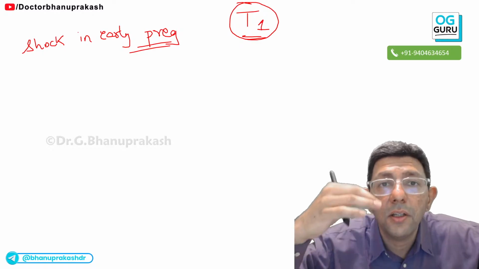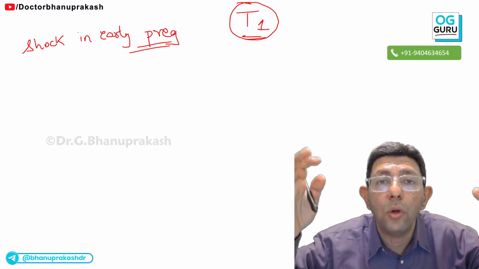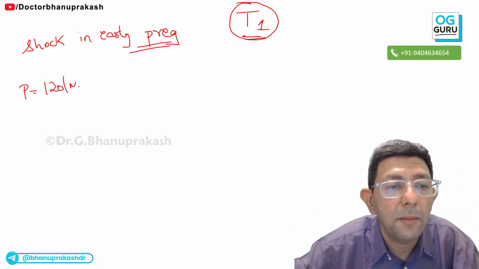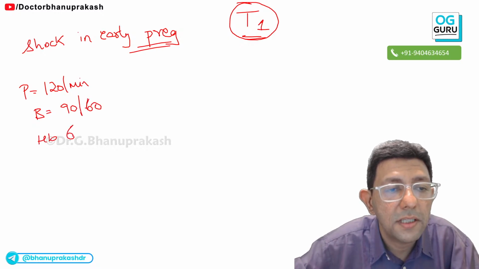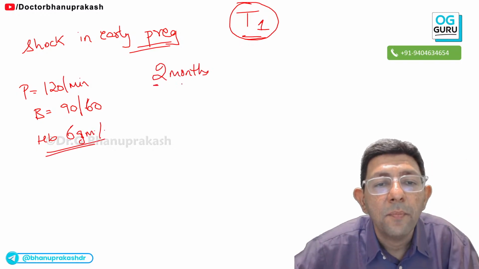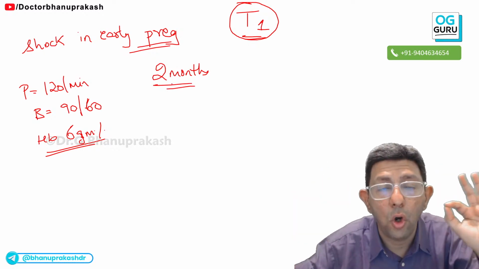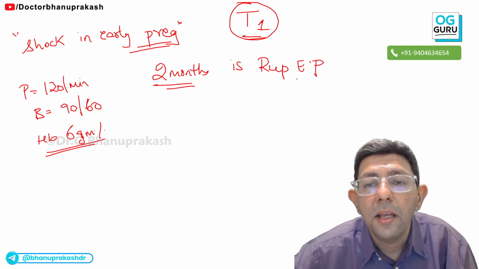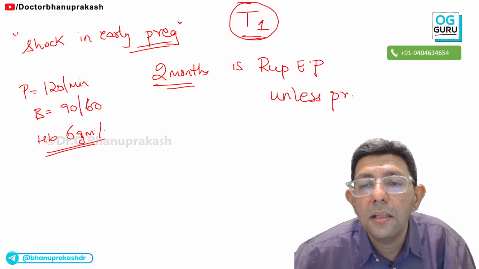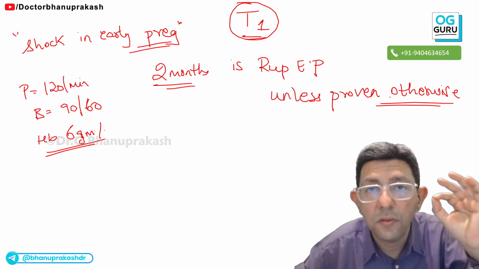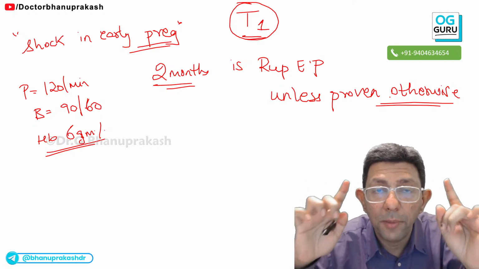that means if they give you a patient who is 2 months pregnant, 2.5 months pregnant, and comes to us collapsed, pulse 120 per minute, BP 90 by 60, hemoglobin 6 gram percent, and she is only 2 months pregnant, this is your ruptured ectopic. What is the rule? Shock in early pregnancy is ruptured ectopic pregnancy unless proven otherwise. That means when a patient comes to us with shock in early pregnancy, I have to always think of ectopic pregnancy first.